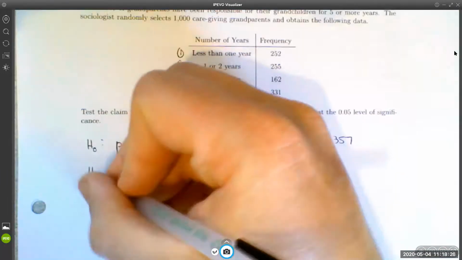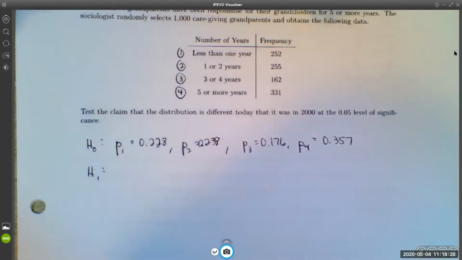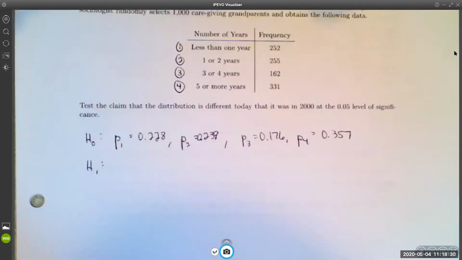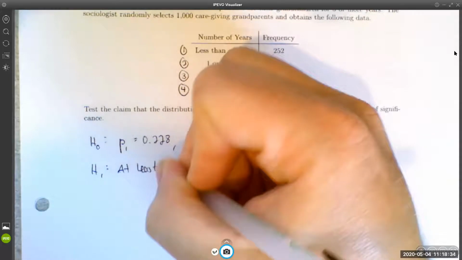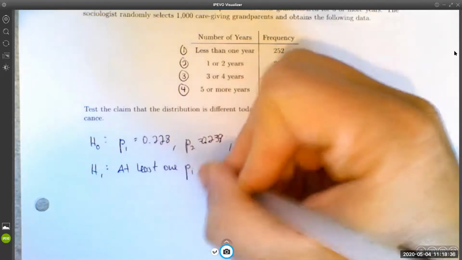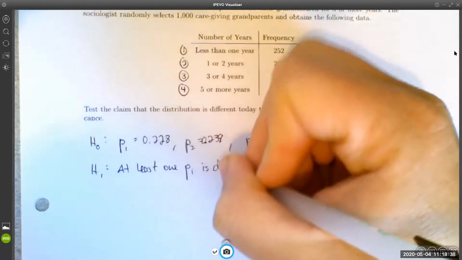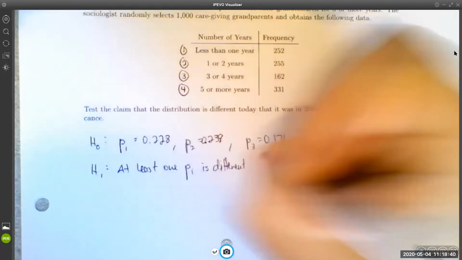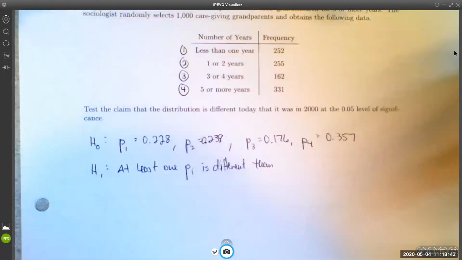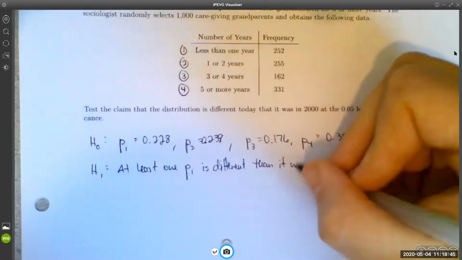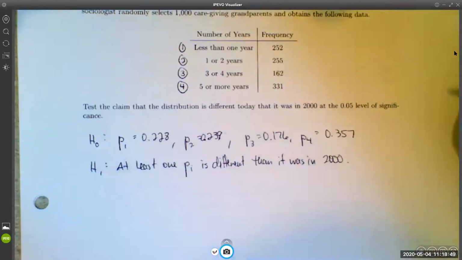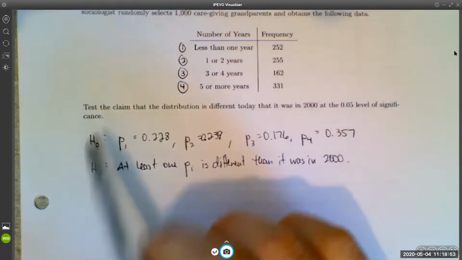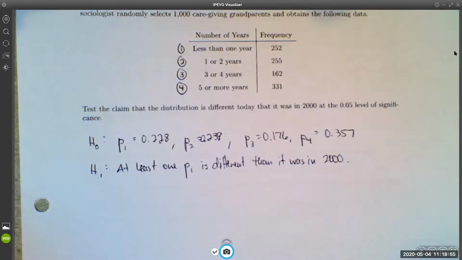The alternative hypothesis is that at least one of them is different than it was in the year 2000, right? So at least one Pi is different than it was in 2000, okay? Or you could write at least one Pi is different than claimed in H null, right? Something like that.